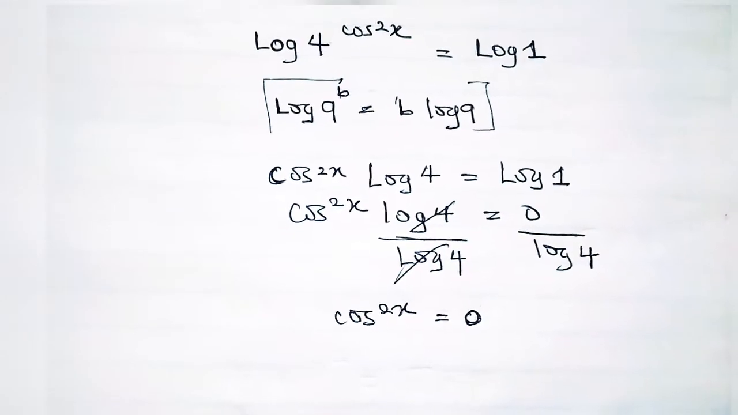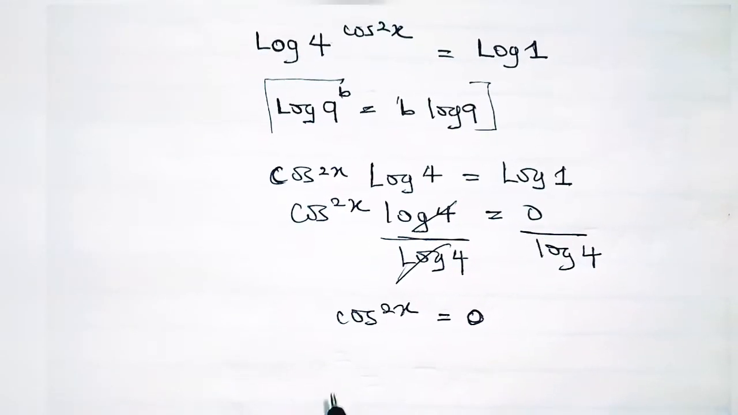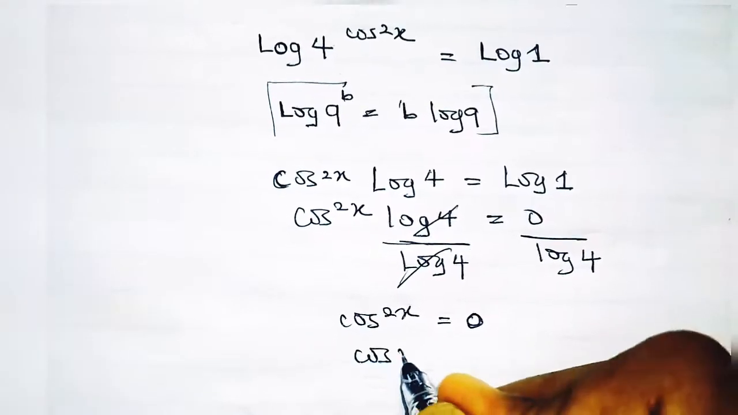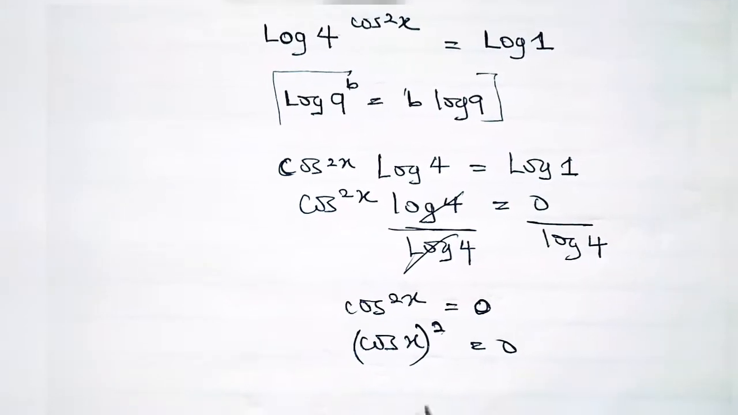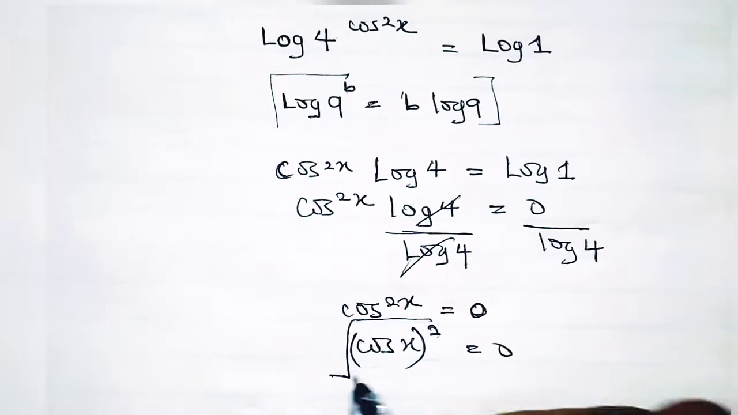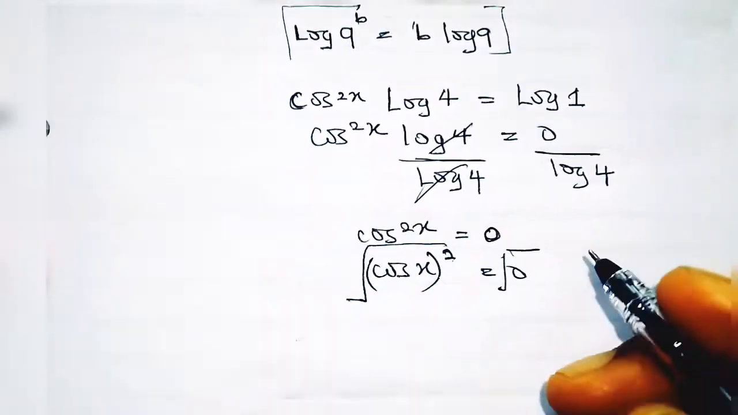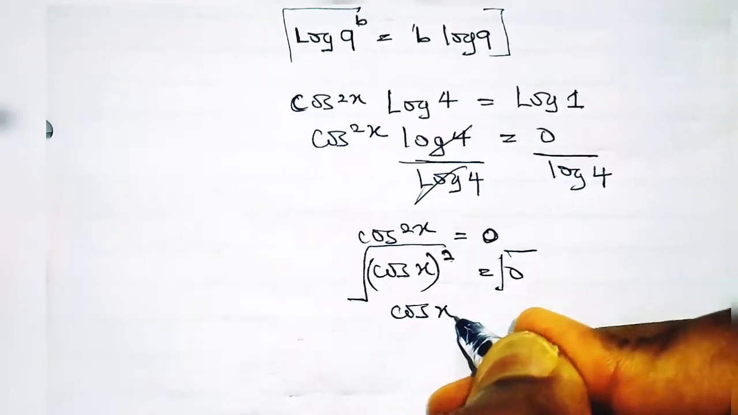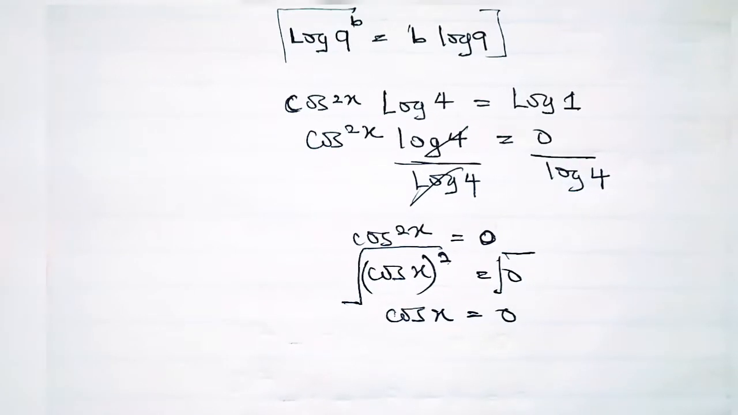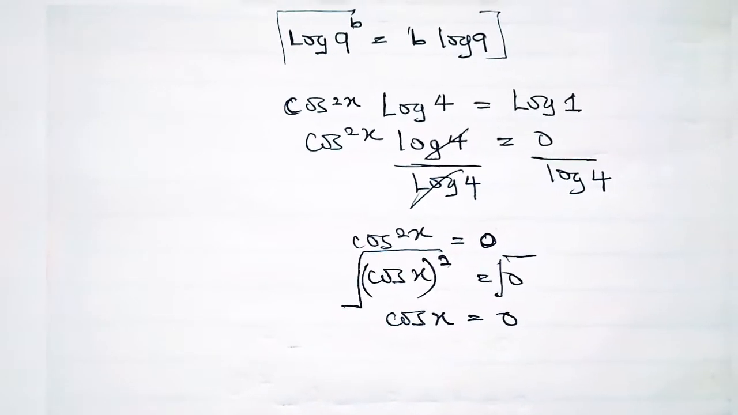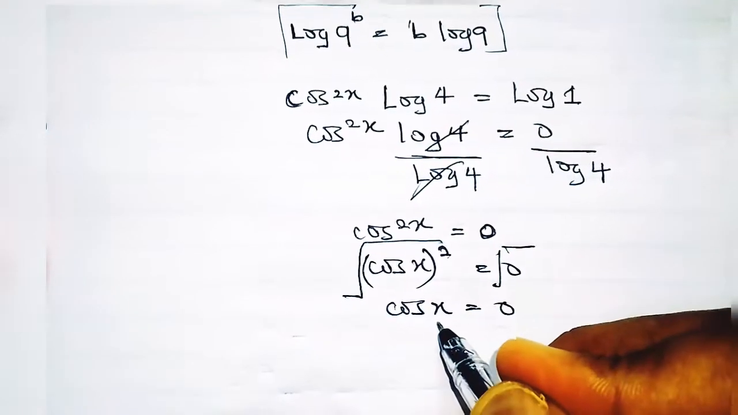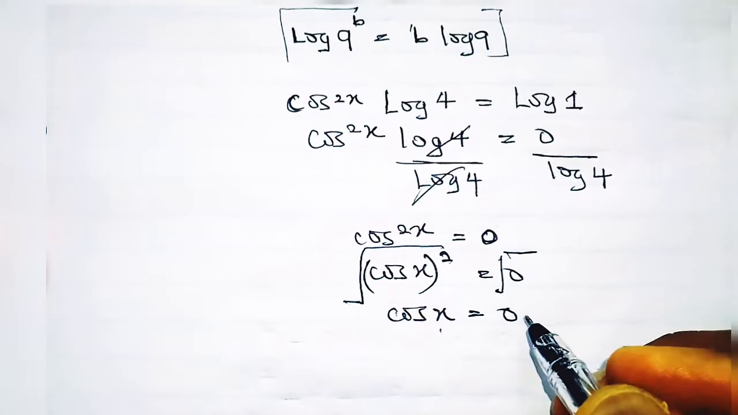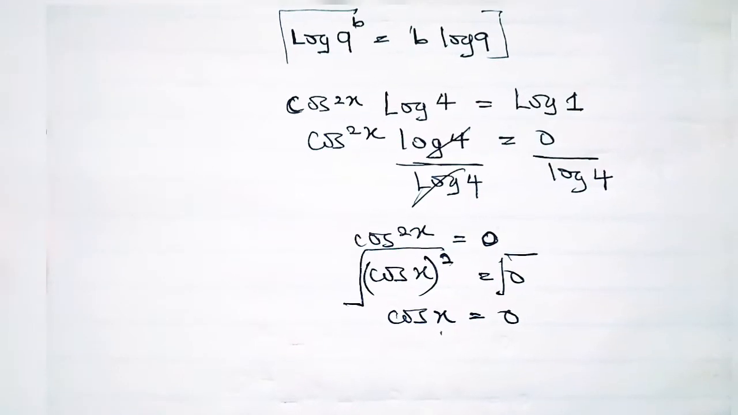So now how do we get the value of x? Now this can also be written as cos x raised to the power 2, right? Equals 0. So when I take the square root of both sides, I'm left with cos x equals 0. So what can be my value of x that when I put it in cos x right here will give me 0? I can only think of one value.